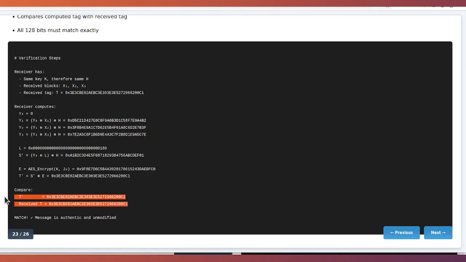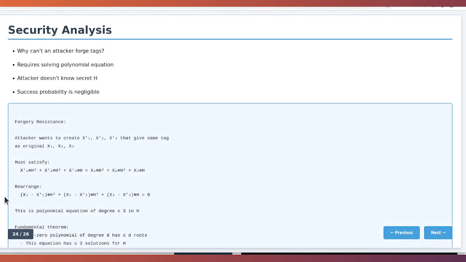If even a single bit anywhere in any message block had been changed, the recomputed T prime would be completely different from the received T, and the recipient would reject the message. Security analysis and forgery resistance. The security of GHASH comes from the mathematical structure of polynomial evaluation over a Galois field.